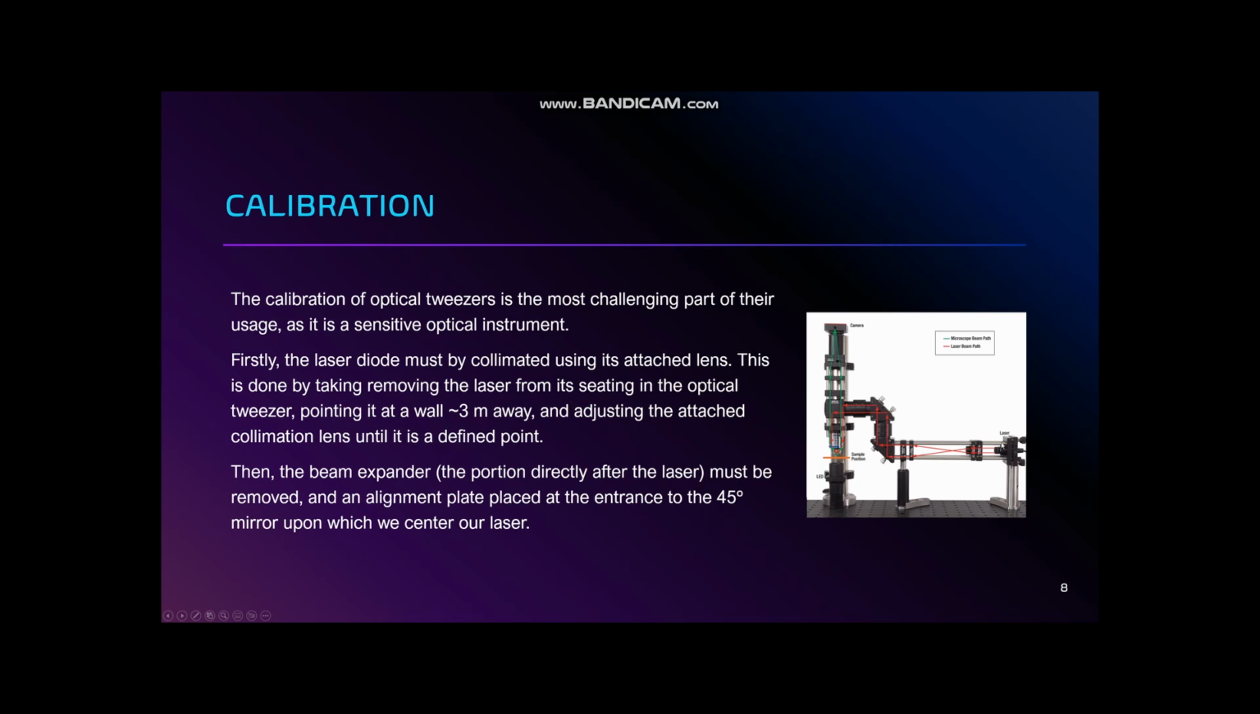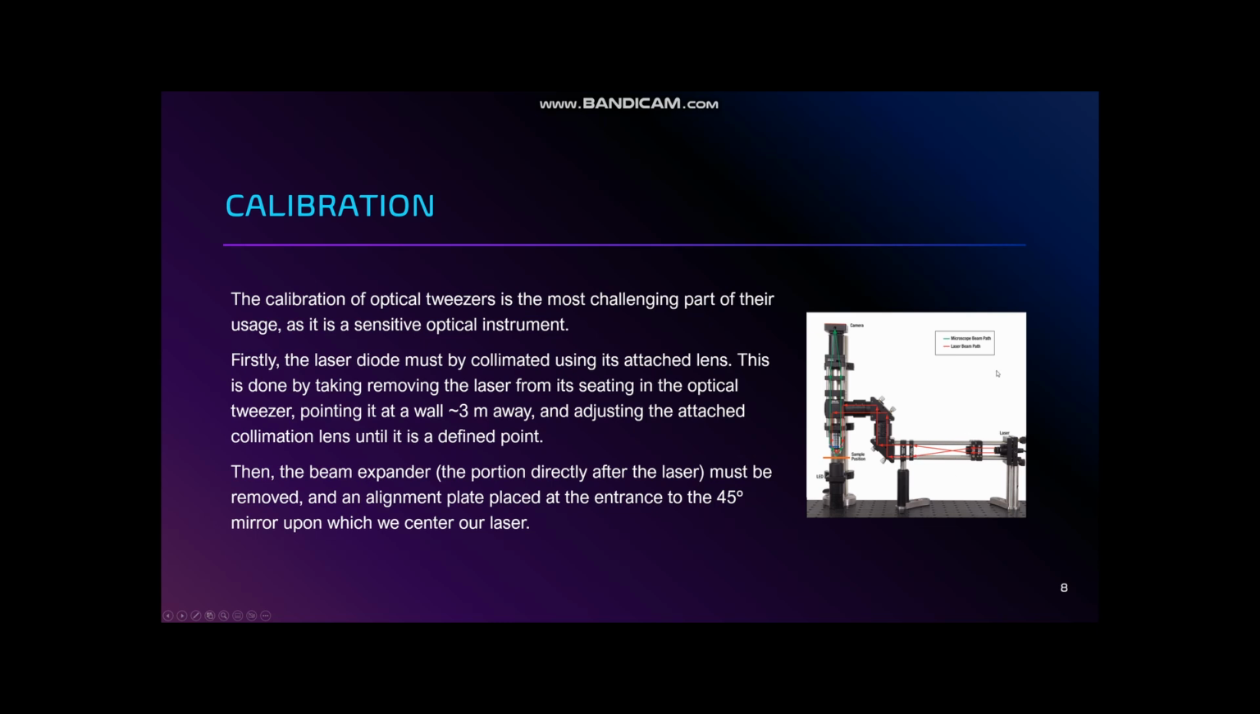So firstly, we need to take this laser here, take it out of its mounting. There's a little collimation lens on the front. We're going to point it at a wall, and we'll twist this lens until there's a very fine point on that wall so that we know that it's well collimated. We'll put that back in.